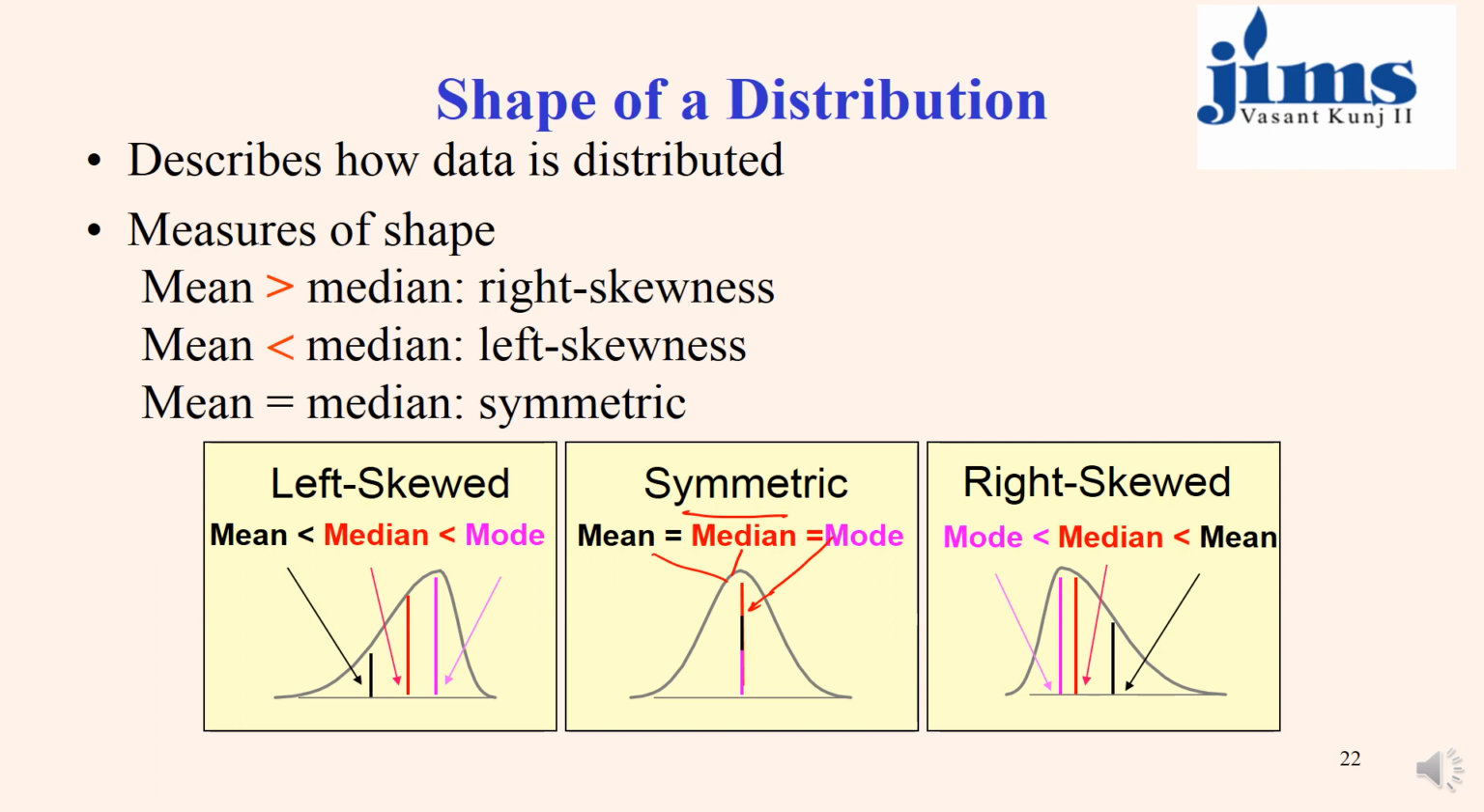But here you see that the median is in the middle, and mode and mean are at the other extremes. In left skewed, the mean is in the left and the mode in the right. But in right skewed, the mode is in the left and the mean in the right. But the median in all cases is in the middle. In the symmetric case, mean, mode, median are in the same place.